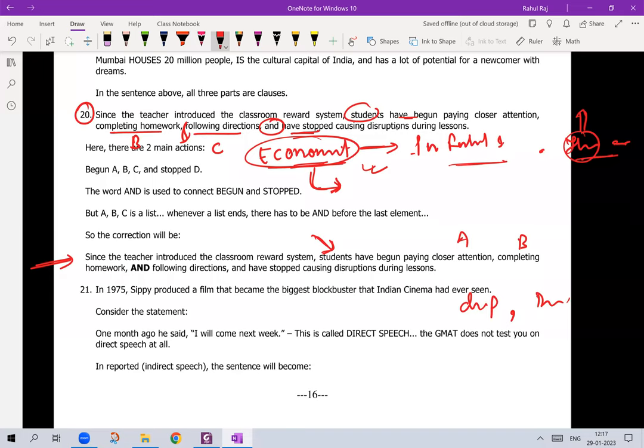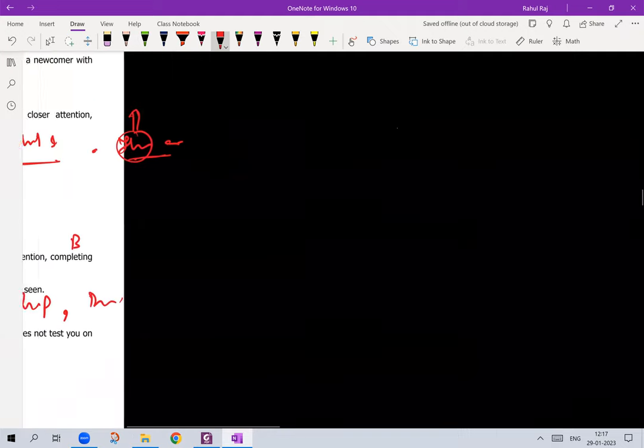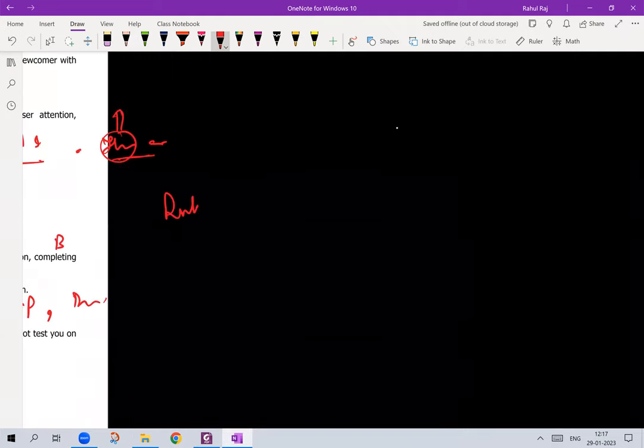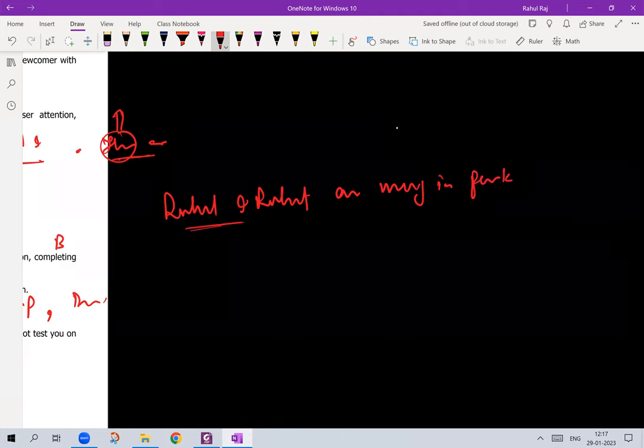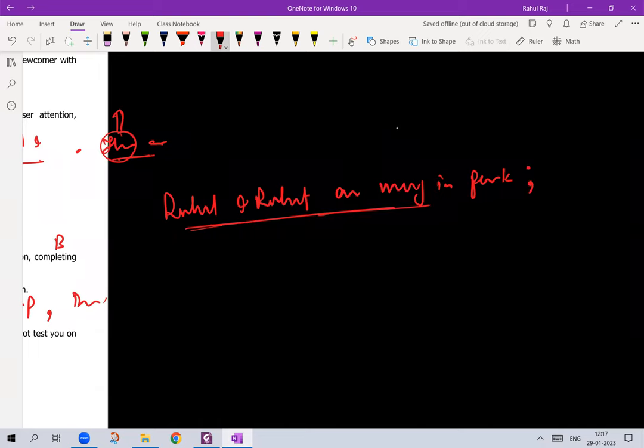Semicolon is not about 'and', before or after 'and'. It's all about there being two independent clauses. When I say Rahul and Rohit are moving in the park, now I want to talk about Rahul and Rohit again. I can, and this is an independent clause, right? Rahul and Rohit are moving in the park. Now I put a semicolon over here and I say they seem to be smart guys. So this is a complete independent clause. This is a complete independent clause.